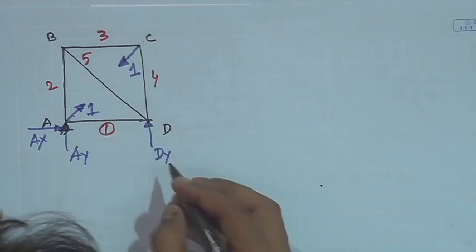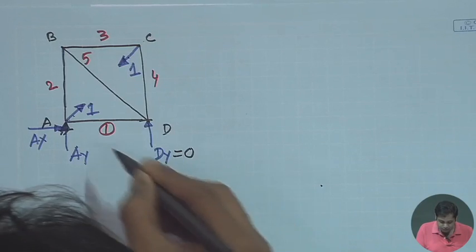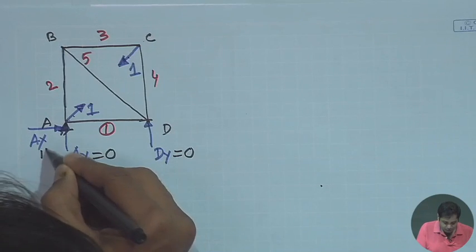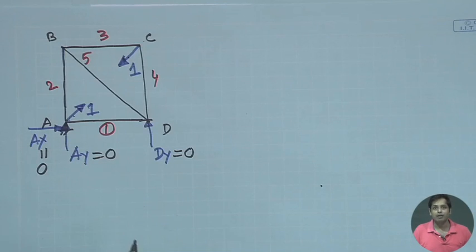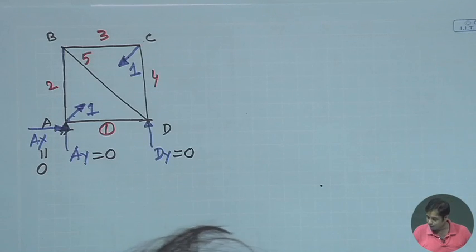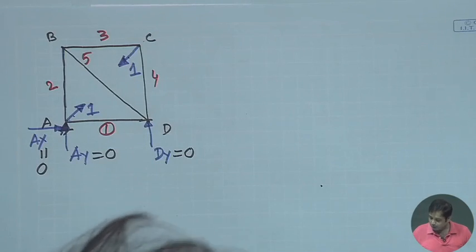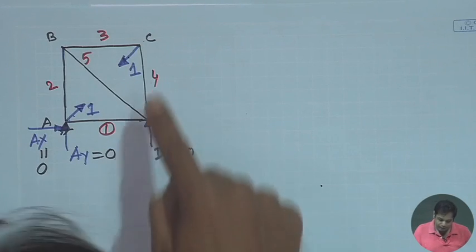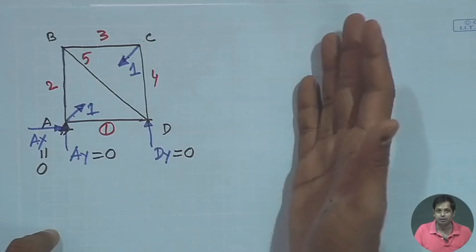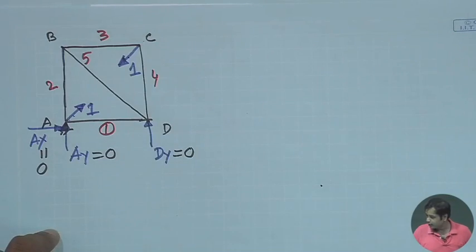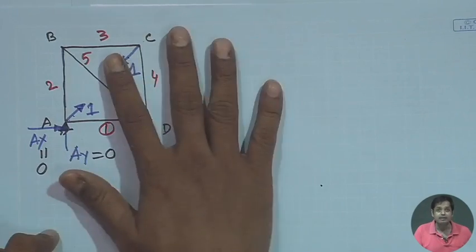So what we get is Dy is equal to 0, Ay is equal to 0, and Ax is equal to 0. You can easily verify this. Now we need to find the forces in the different members. We can apply the method of joints, method of sections, or any method that we are comfortable with, and determine these forces.